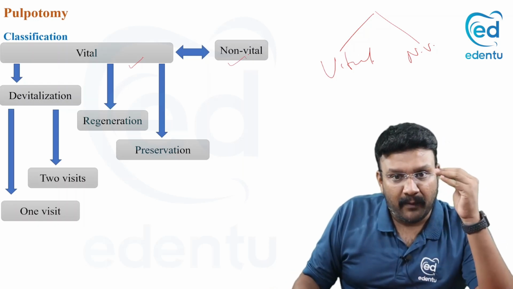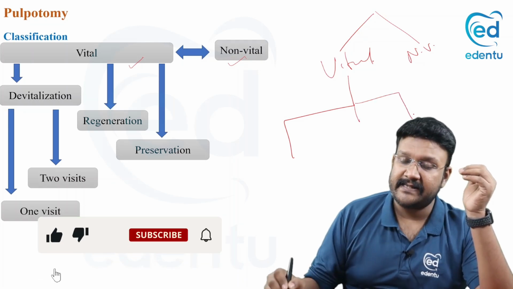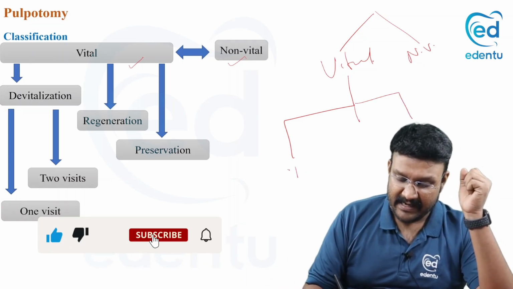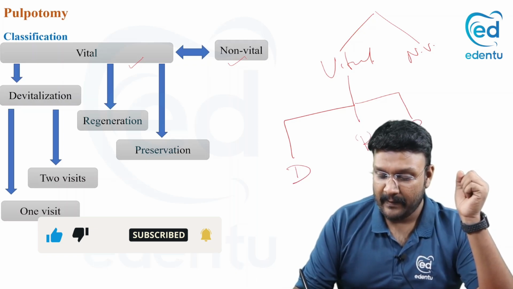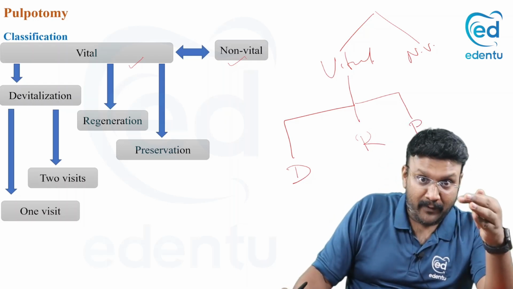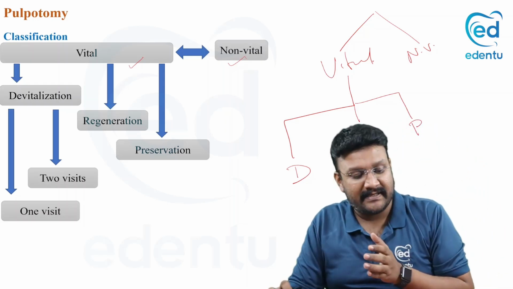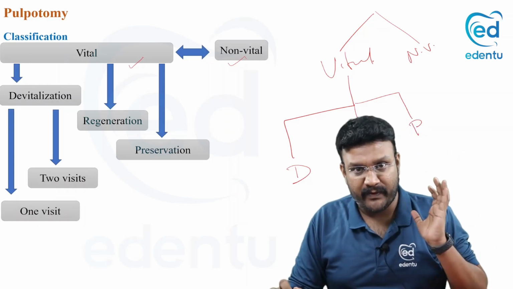Then in vital pulpotomy, there are three procedures that are done. One is devitalization, next is regeneration, and third is preservation. Again, I repeat, in vital pulpotomy, three procedures are done: devitalization, regeneration, and preservation.